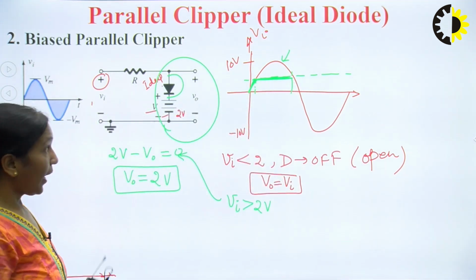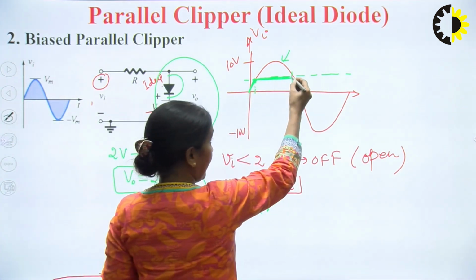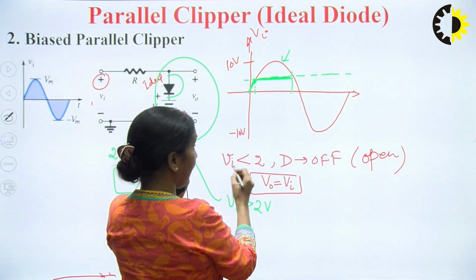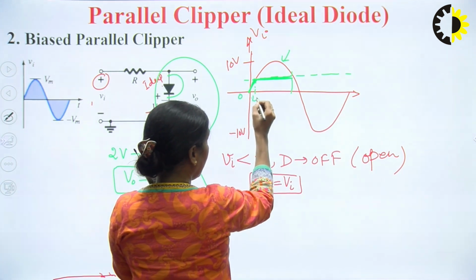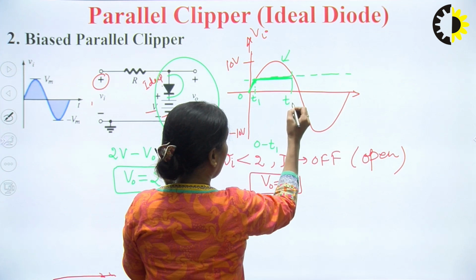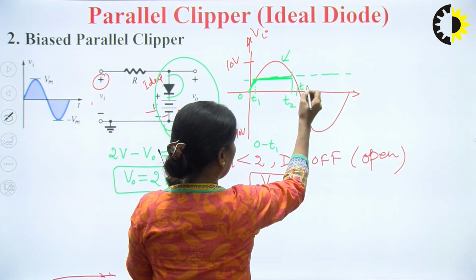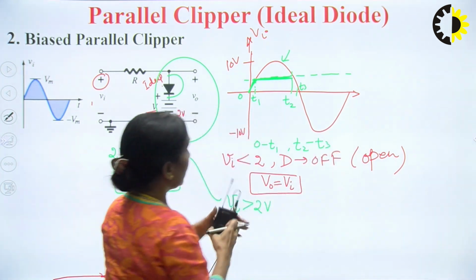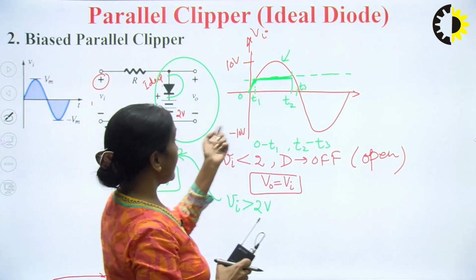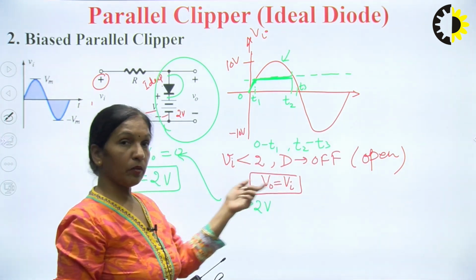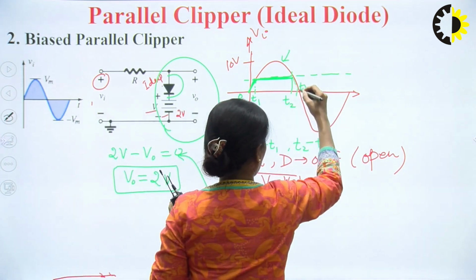Again, coming to the next section, during this time period, I can say 0 to T1 and T2 to T3, Vi is less than 2 volt, so diode will be off, so output will be equal to input. So this is your output.